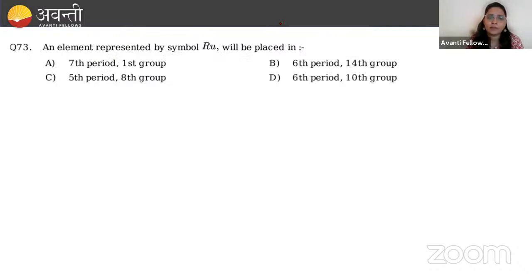An element represented by the symbol Ru will be placed in: 7th period, 1st group; 6th period, 14th group; 5th period, 8th group; or 6th period, 10th group. In the periodic table, you know that there are 7 periods and 18 groups. So here the answer is 5th period and 8th group. Ruthenium is that element and it is present in the 5th period and the 8th group. Please remember this, right?